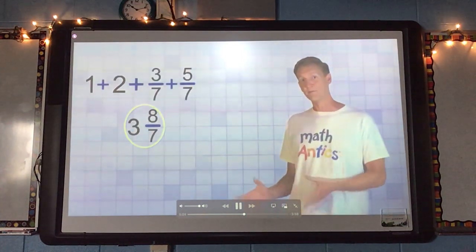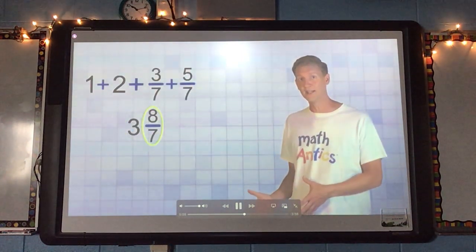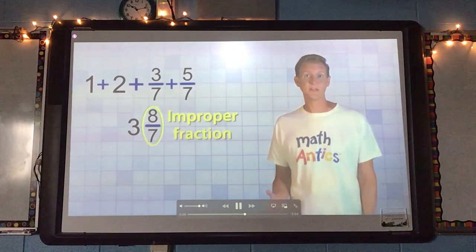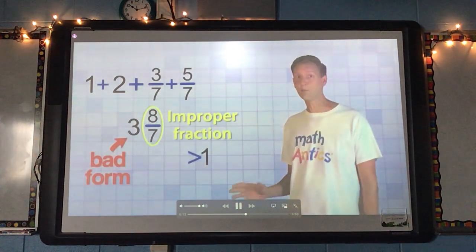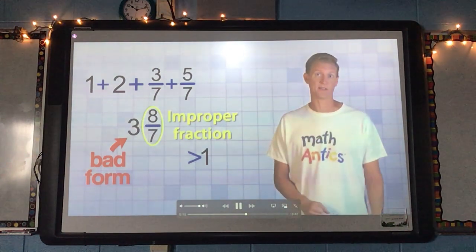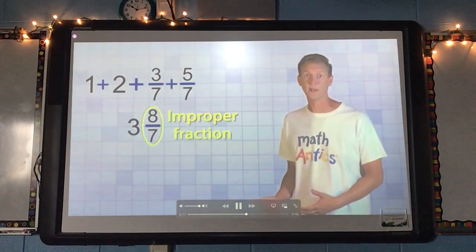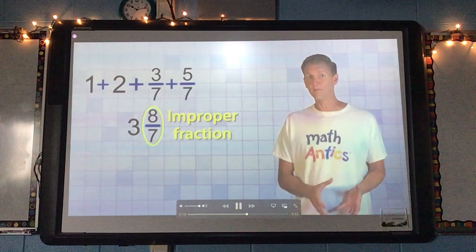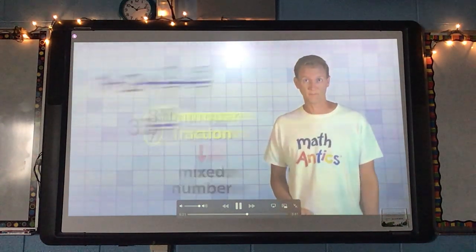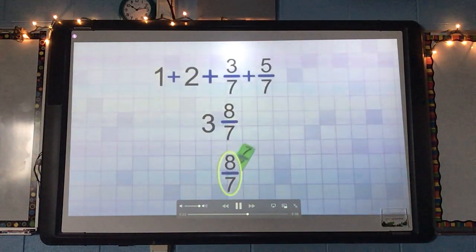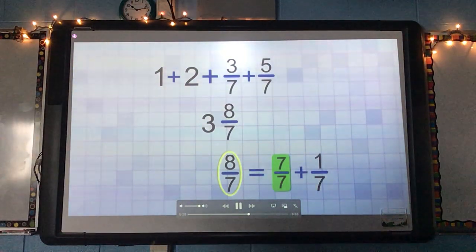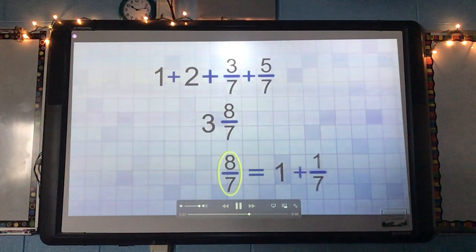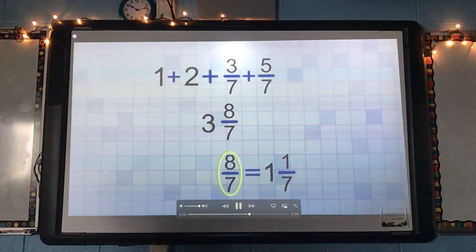But do you notice something funny about the fraction part of that answer? It's an improper fraction, which means that its value is greater than 1. And it's really bad form to leave an improper fraction in a mixed number like this, because as we saw in the last video, the improper fraction itself can be converted into a mixed number. 8/7 contains a whole fraction that we can simplify out of it. It's the same as 7/7 plus 1/7. And since 7/7 equals 1, that gives us the mixed number 1 1/7.